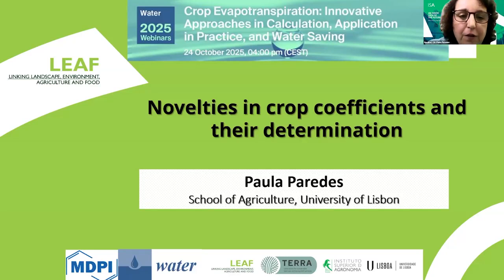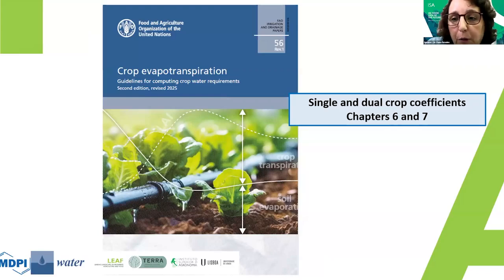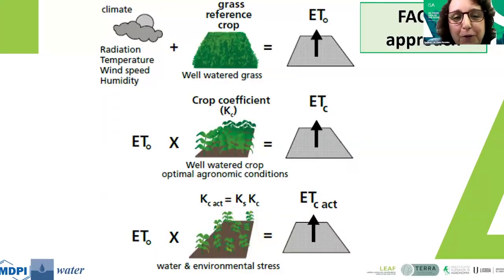So today I'm going to focus on the novelties in the crop coefficients and their determination. The single and dual crop coefficients in the revised version of the FAO-56 guidelines are covered in chapters 6 and 7. As previously mentioned, the FAO-56 approach uses the reference crop evapotranspiration that we heard about from Professor Allen, and then it evolves to use the crop coefficients, which combine the characteristics of the targeted crop and change the reference evapotranspiration to our new crop. This is when we have a well-watered crop and optimal agronomic conditions. When we have environmental stresses, then we have an actual crop evapotranspiration, and associated with that, the actual crop coefficients.